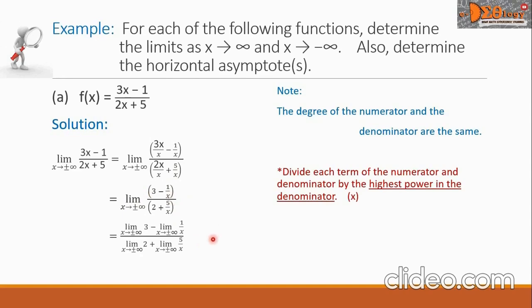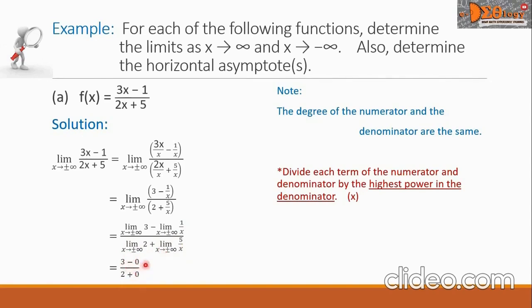Now let us simplify each of the limits. So the limit of the constant 3 as x approaches positive or negative infinity is simply 3 minus the limit of 1 over x as x approaches positive or negative infinity. This becomes 0. All over, in the denominator, the limit of the constant 2 as x approaches positive or negative infinity is simply 2 plus the limit of 5 over x as x approaches plus or minus infinity, which becomes 0.